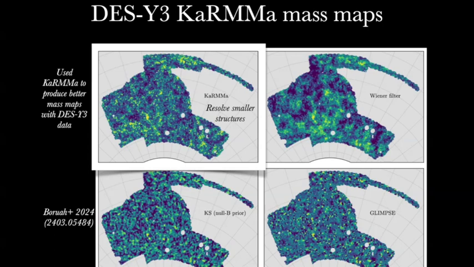The most useful comparison here, in terms of methods, is that Karma is closest to the Wiener filtered map. And as you can see, looking at the top left, the Karma map starts resolving smaller structures than the Wiener filter maps. That is because we also consider cross correlations in our maps, which the Wiener filter maps created by the Dark Energy Survey ignored.